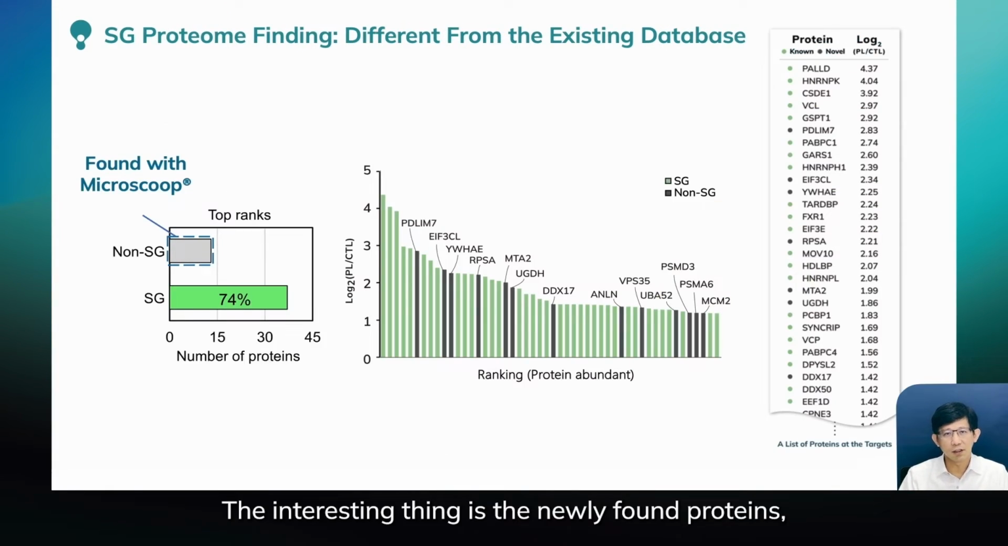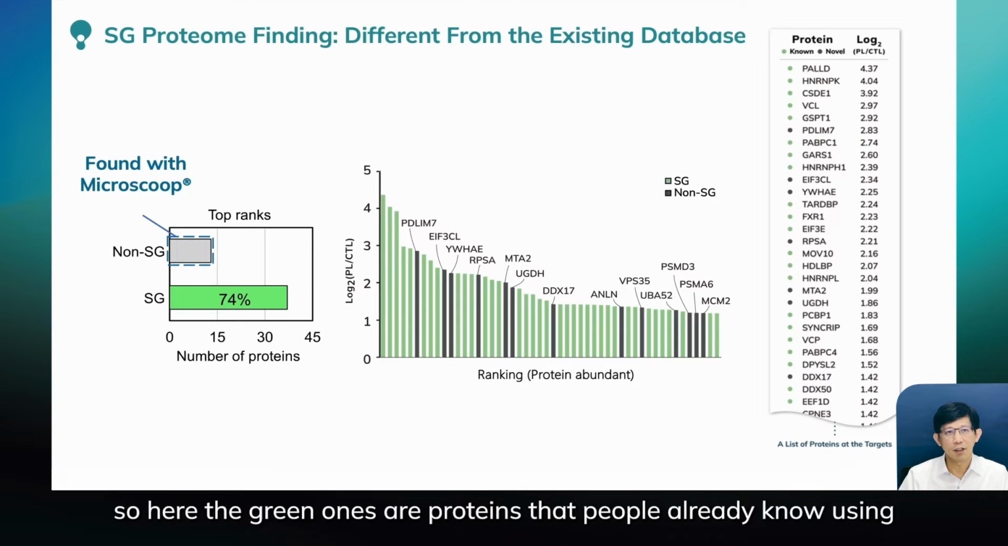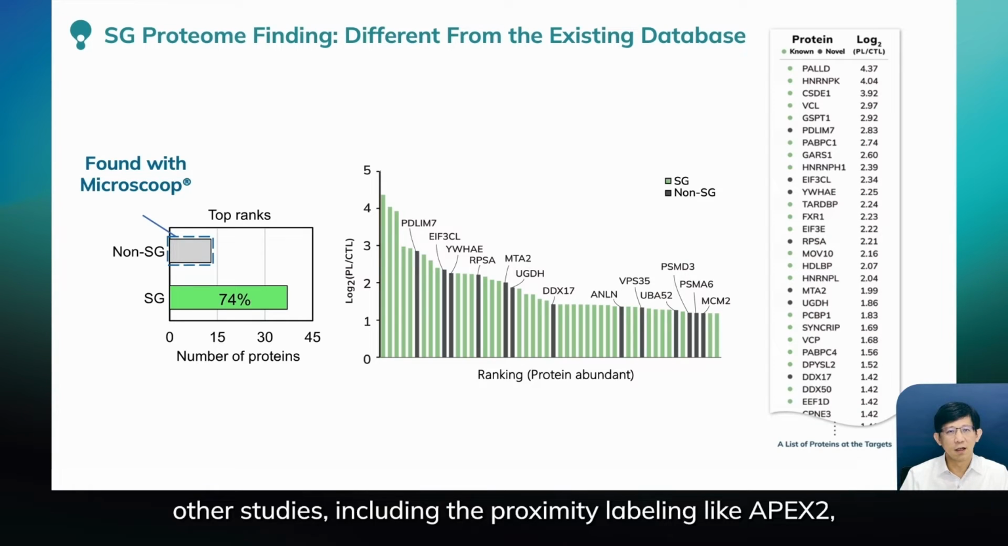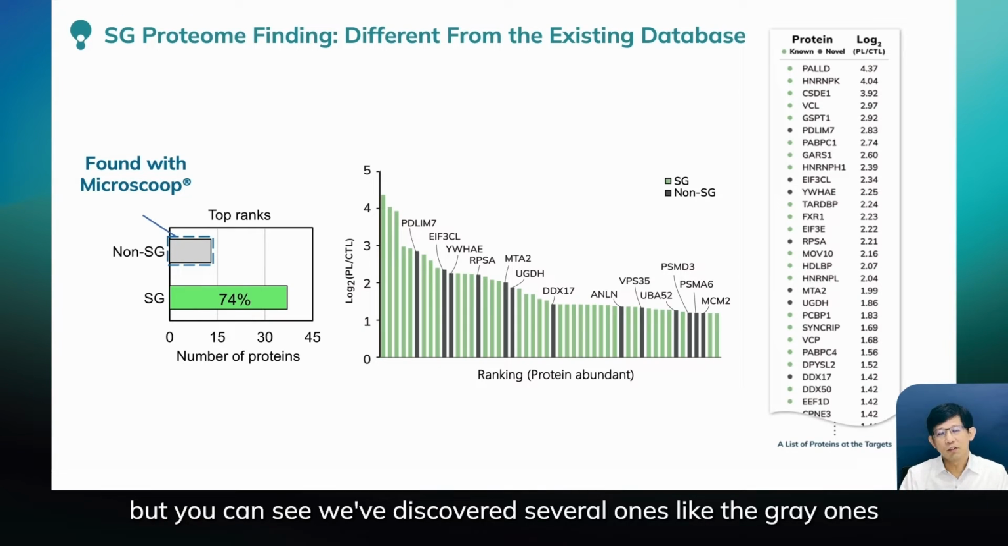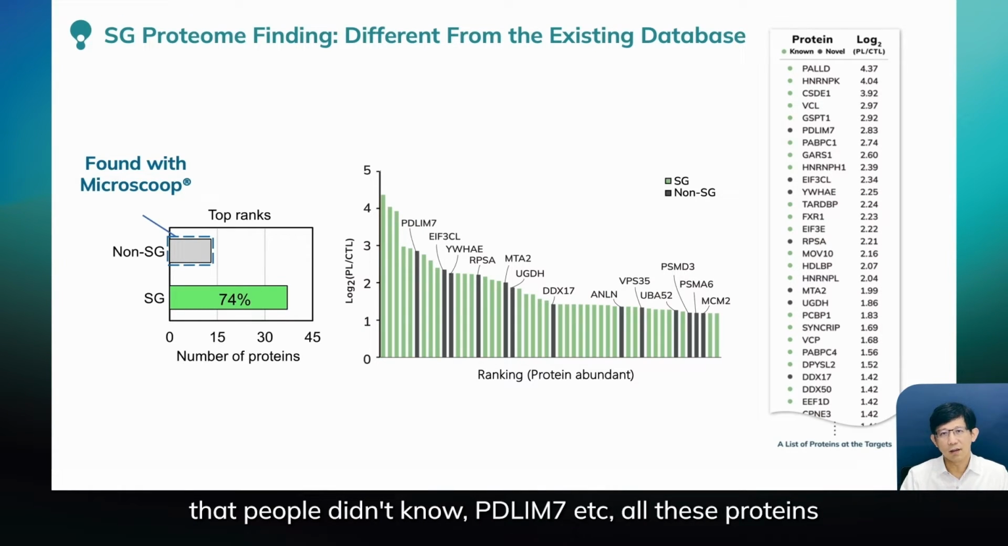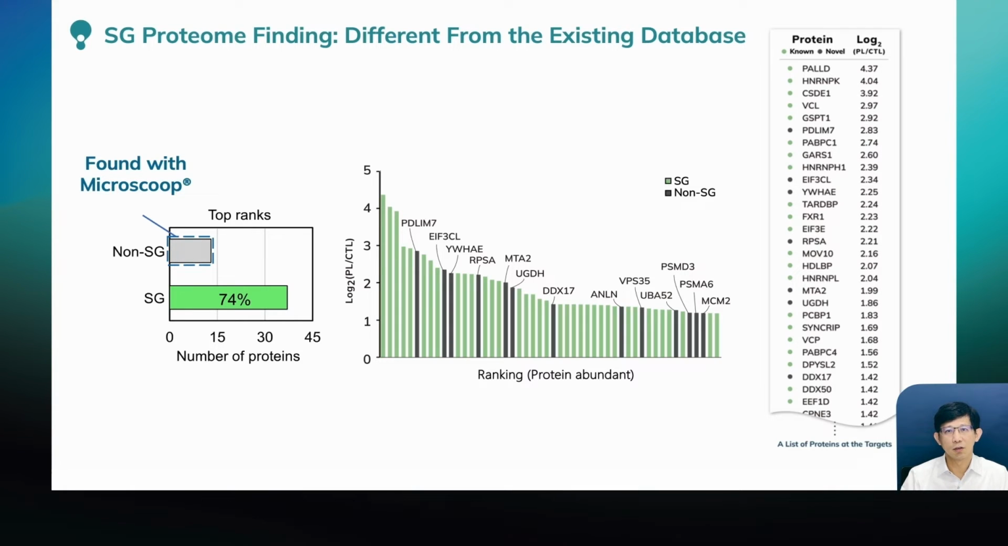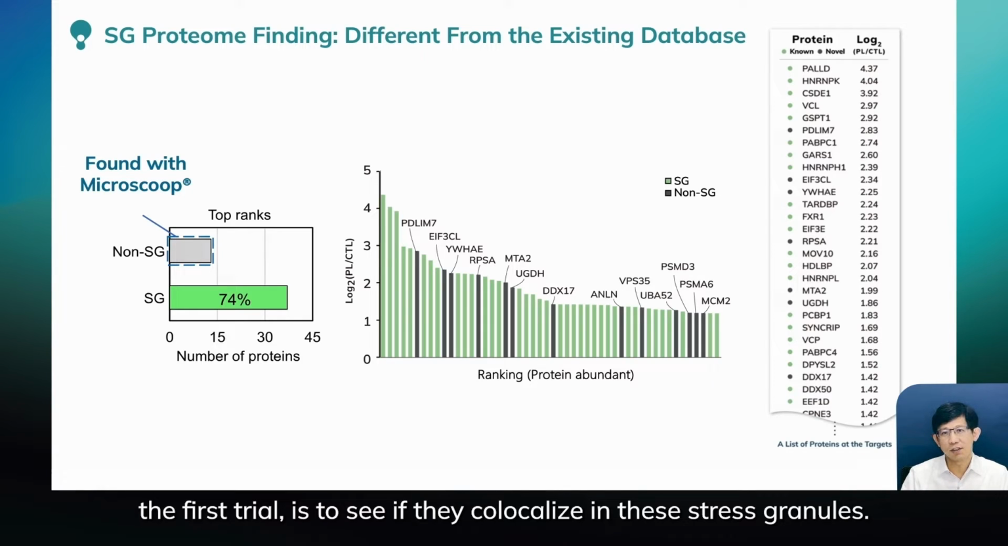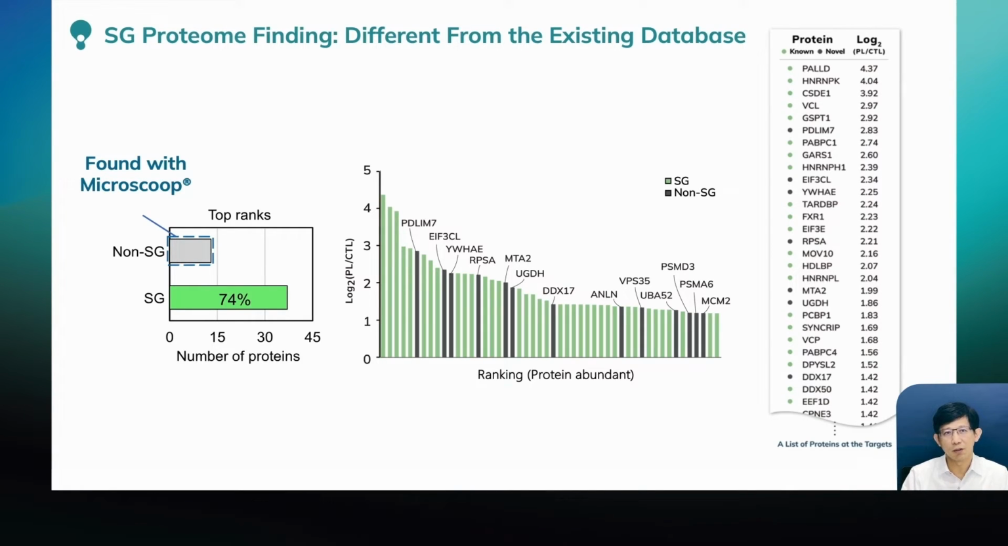But the interesting thing is the newly found protein. So here, the green ones are the proteins that people already know using other studies, including the proximity labeling like APEX2. But you can see we've discovered several ones, like the gray ones that people didn't know, like PDIMO7, all these proteins that people didn't know belong to stress granule. So how do we know we are non-specific or we discover new ones? The best way, the first trial, is to see if they colocalize in the stress granule.